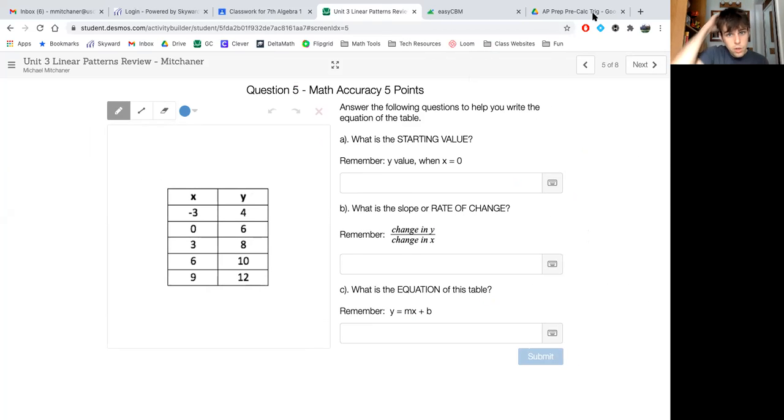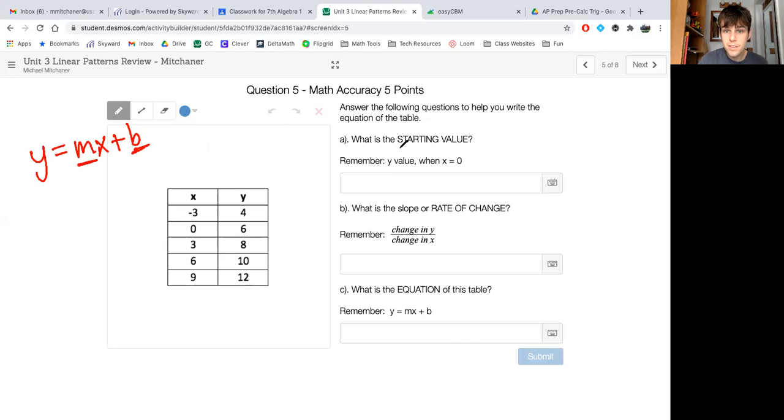All right, here we go. So in this problem, we are going to answer the following questions to help write the equation of this table. So we're going to be writing a linear equation. A little reminder of that: y equals mx plus b. M is the rate of change or slope. B is the starting value. So two things we're going to find out. It doesn't really matter the order that we do it in. We'll just follow the way the problem does it.